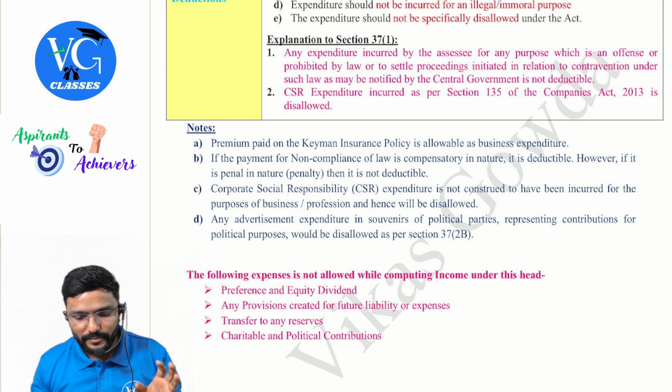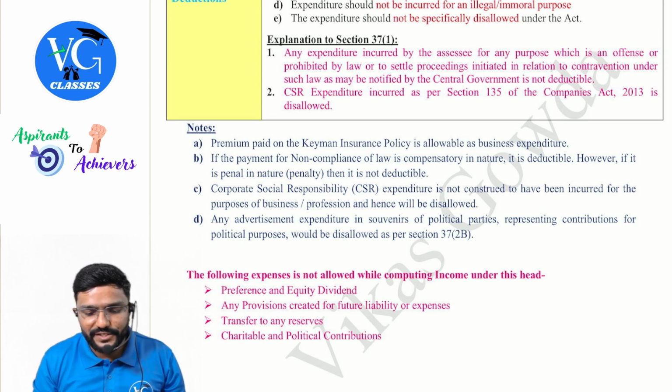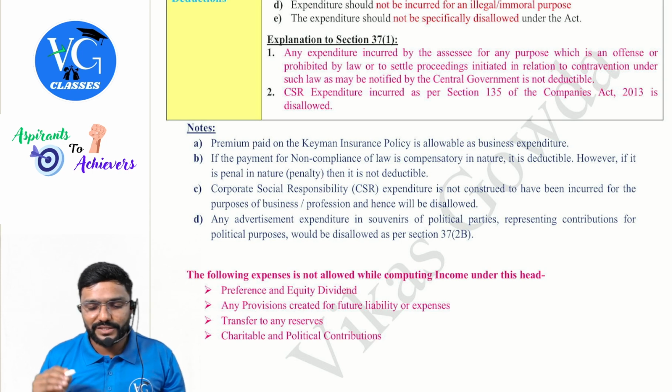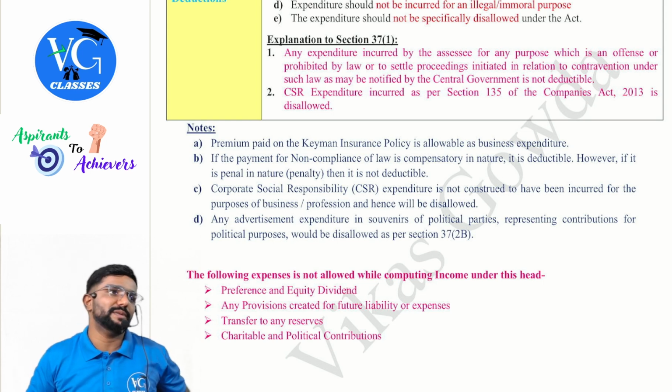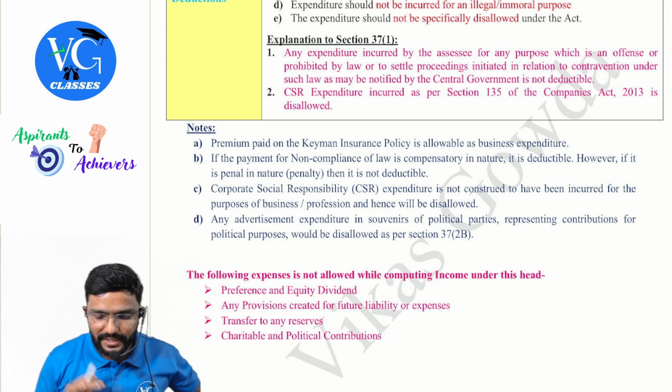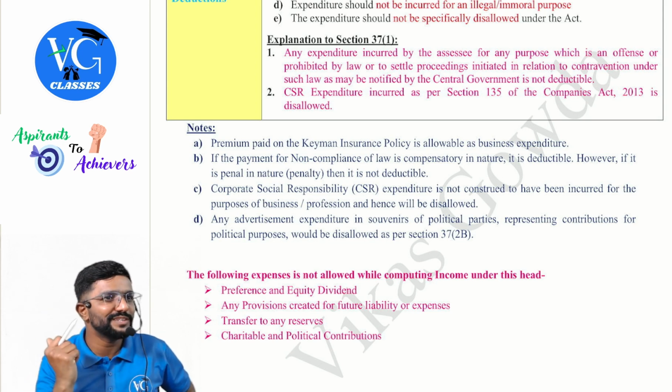Explanations are there. Any expenditure incurred by the assessee for any purpose which is an offence or prohibited by law, or to settle proceedings initiated in relation to contravention under such law as may be notified by the central government, is not deductible. So, for example, sir, I have paid a bribe. Can I claim it for my business only, sir?